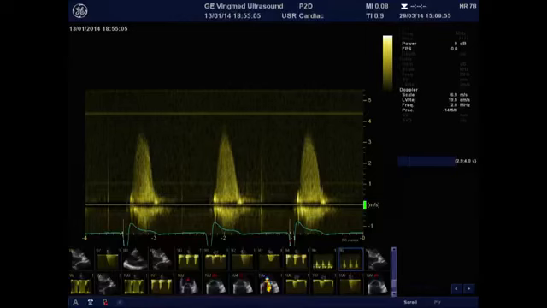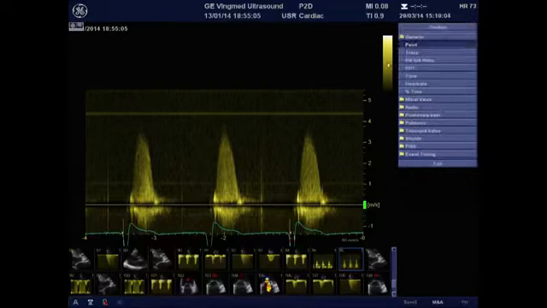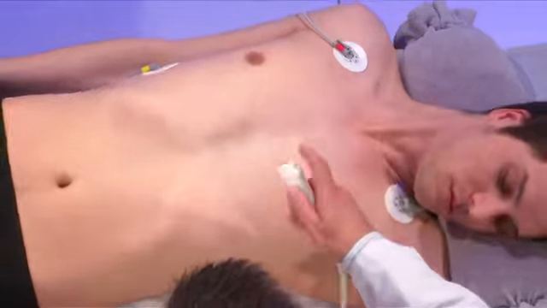This is the flow that we can record from the suprasternal view, with the patient supine and the head turned left, and we will try to see if the maximal velocity is higher, which is not the case, so I will continue to use the apical continuous wave flow for what the aortic stenosis is concerned.